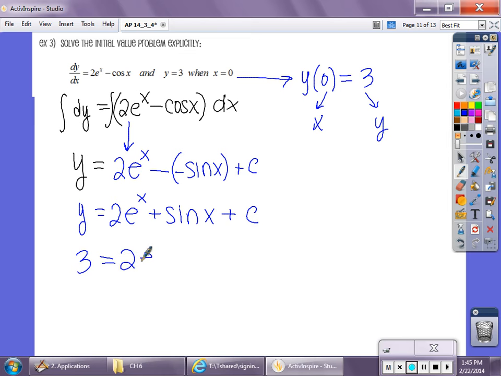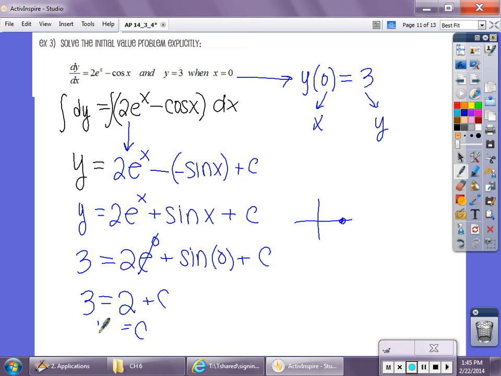So e to the 0 plus sine of 0 plus c. Sine of 0 would be 0. e to the 0 is 1. So we end up with 3 is equal to 2 plus c, so c is equal to 1. Final answer, y is equal to 2e to the x power plus sine of x plus 1.